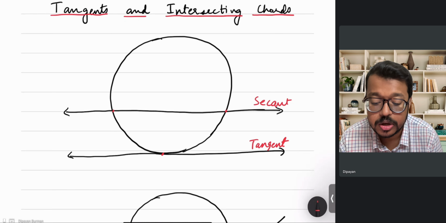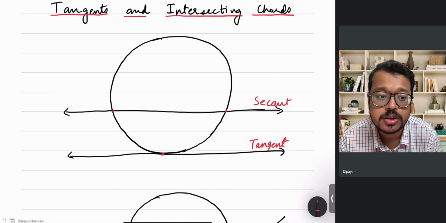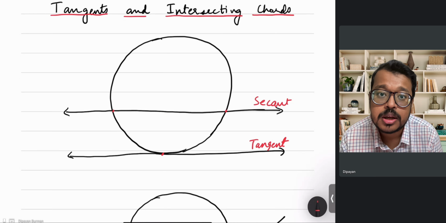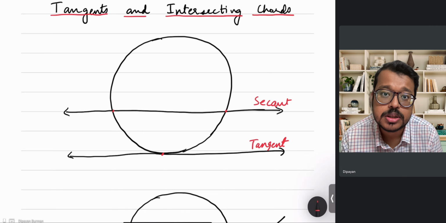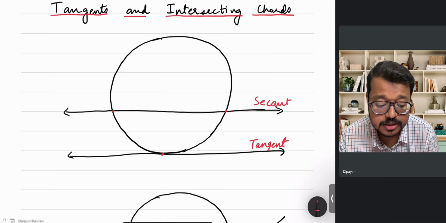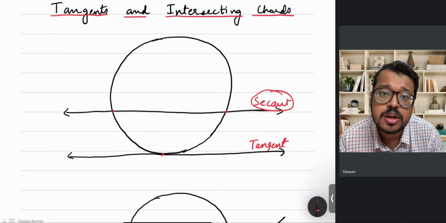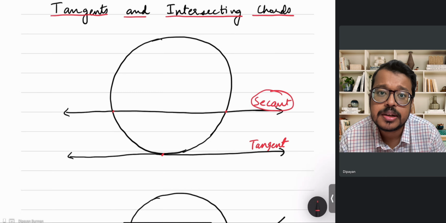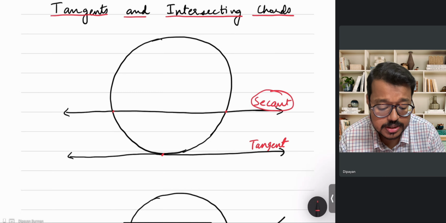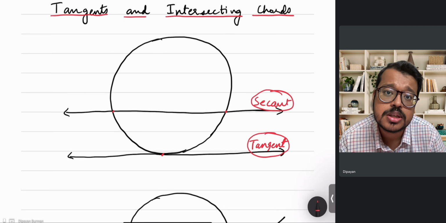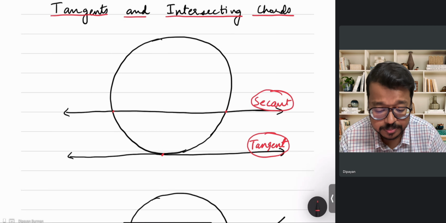Some theorems from tangents and intersecting chords. So these are tangent properties of a circle. Now if I look at a line which passes through a circle and intersects the circle at 2 points, that is known as a secant. And if there is a line which is just touching the circle at 1 point, that is known as a tangent. So the tangent is any line which touches the circle at exactly 1 point.